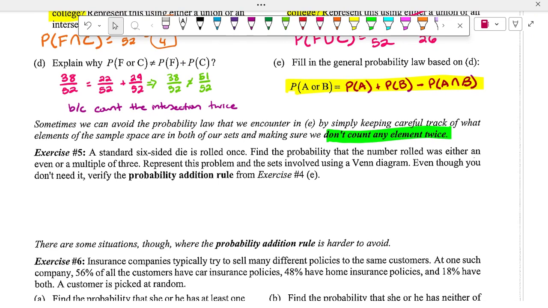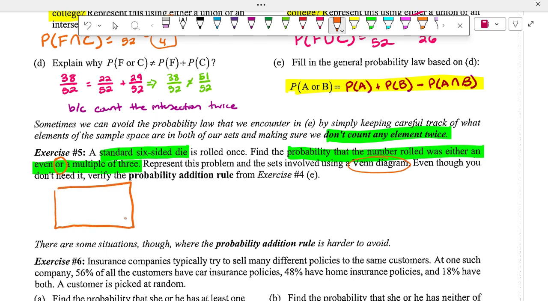Okay. Now, exercise 5. A standard 6-sided die is rolled once. Find the probability that the number rolled was either an even or a multiple of 3. Keyword: or. They also want us to represent it as a Venn diagram. So let's just go ahead and make the Venn diagram. So here's my sample space. I've got 2 circles, A and B.